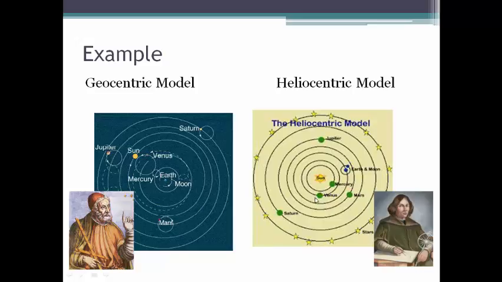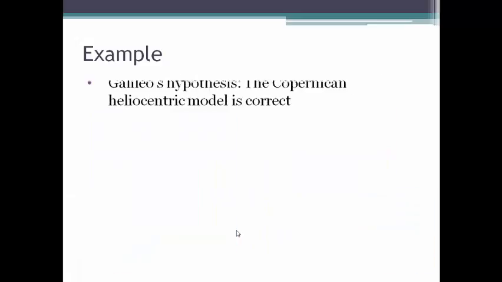His prediction was that if the heliocentric model was right, then we would see these phases. So, on the basis that he was testing the heliocentric model, he was looking to see if we had evidence that Venus showed these phases. Okay, so Galileo's hypothesis: the Copernican heliocentric model is correct. A simplistic expression of this argument showcasing the hypothetico-deductive method would be as follows.